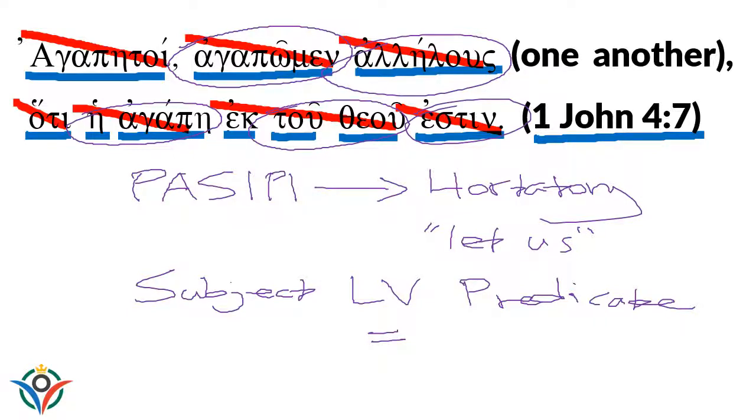Now you might be wondering to yourself, well, I thought the predicate had to be in the nominative case, and it normally is. So why is it now in the genitive case? And the answer is because it is the object of the preposition ek. And ek takes its object in the genitive case. That's why tou theou is in the genitive case. So we can actually call this a predicate genitive.